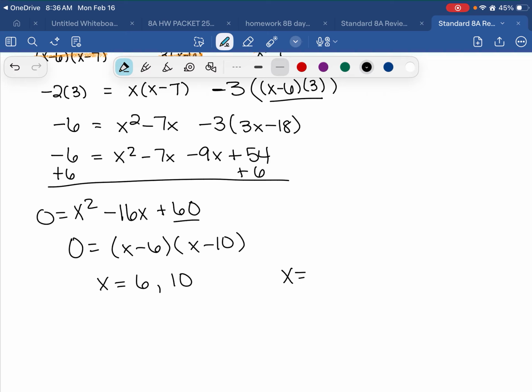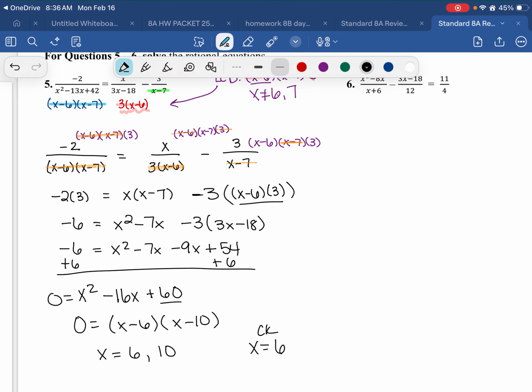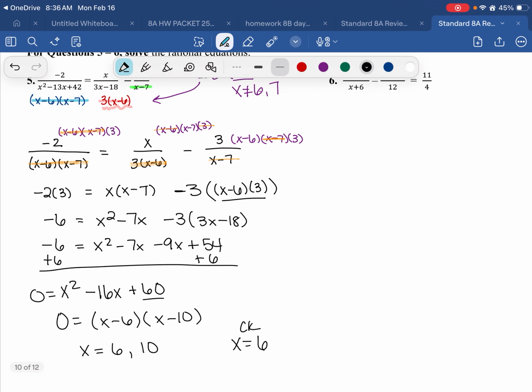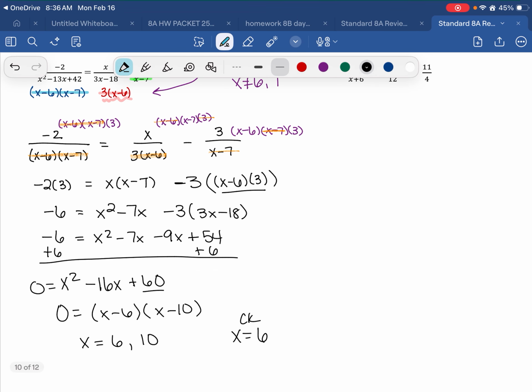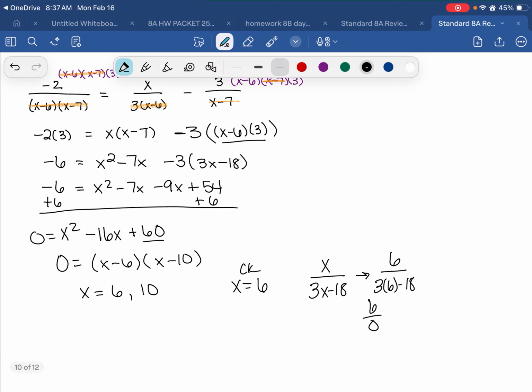If you plugged in x equals 6 to check it on any of the denominators, I'm just going to pick the middle one because that has a 3 times x. What that means is checking in this fraction here, I would have 6 over 3 times 6 minus 18, which would get you 6 over 0, which is impossible. So that's why that extraneous solution needs to be checked. So based on the values that x cannot be, since x cannot equal 6, my only solution is x equals 10.